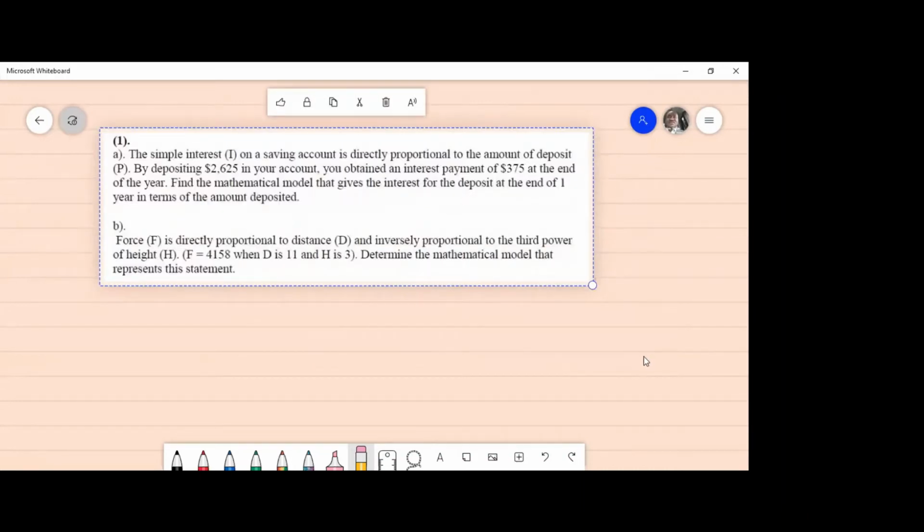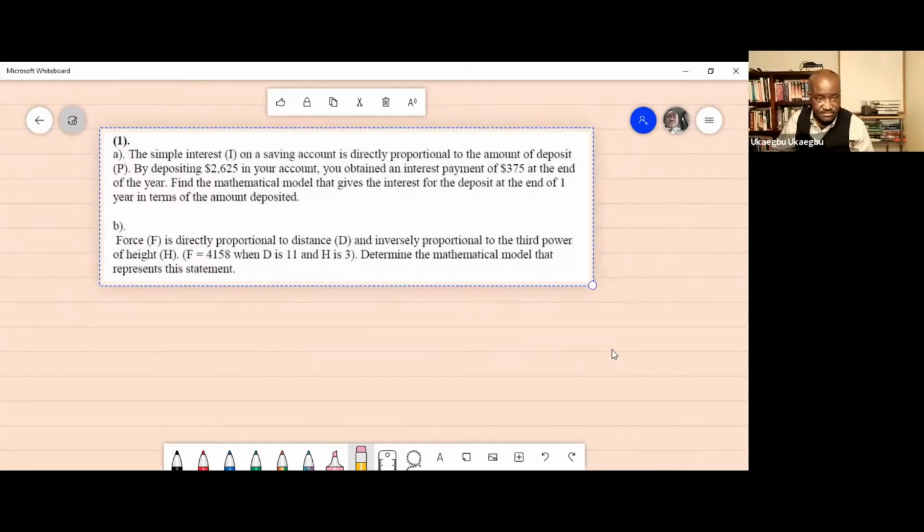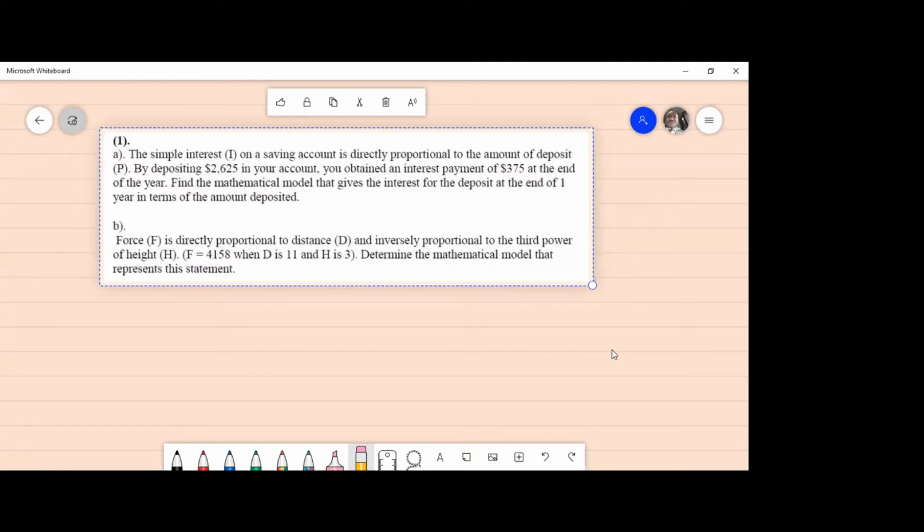The simple interest on a savings account: by depositing $2,625 in your account, you obtain an interest payment of $375 at the end of the year. Find the mathematical problem model that gives the interest for the deposit at the end of 1 year in terms of the amount deposited.